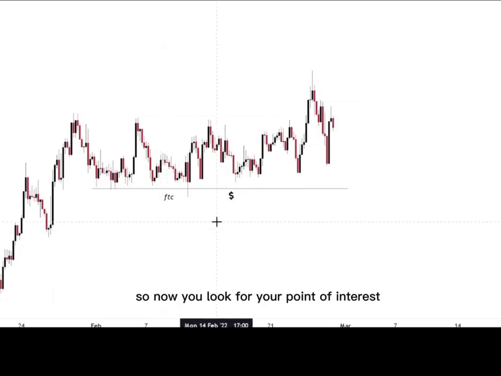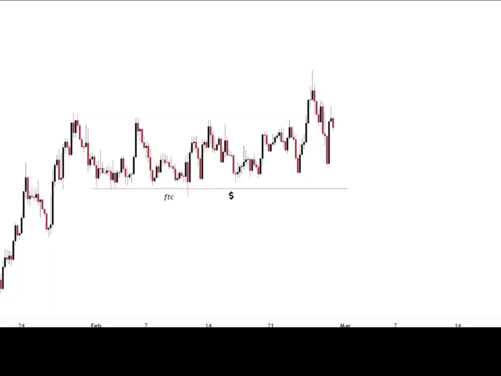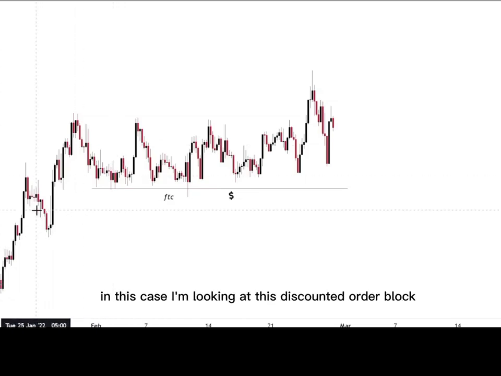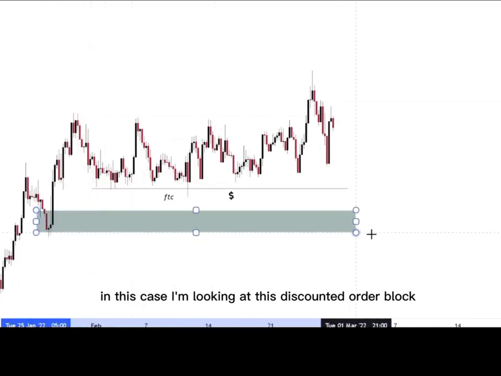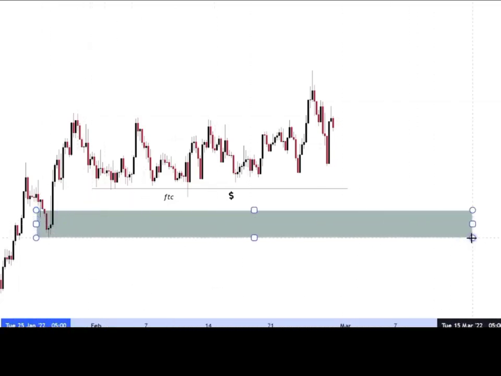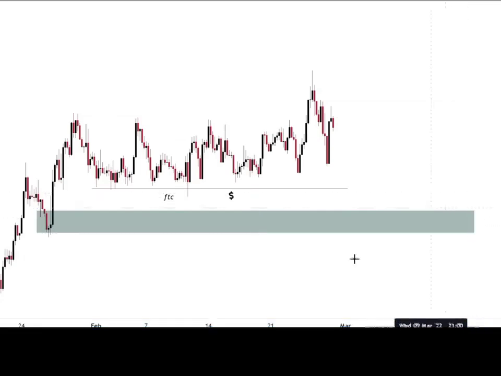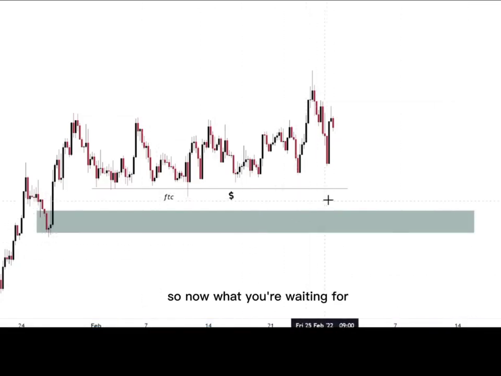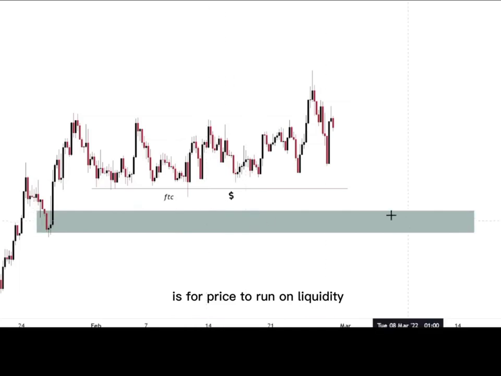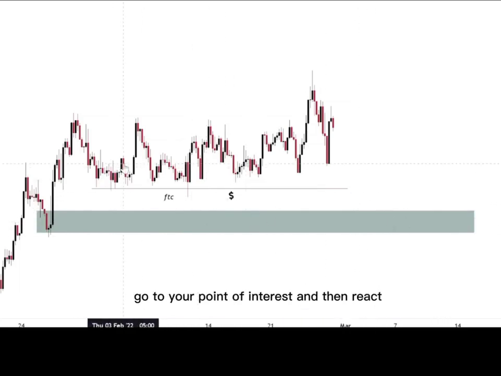So now you look for your point of interest. In this case, I'm looking at this discounted order block. So now what you're waiting for is for price to run on liquidity, go to your point of interest, and then react.